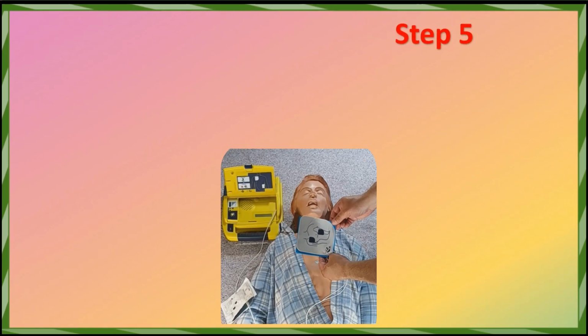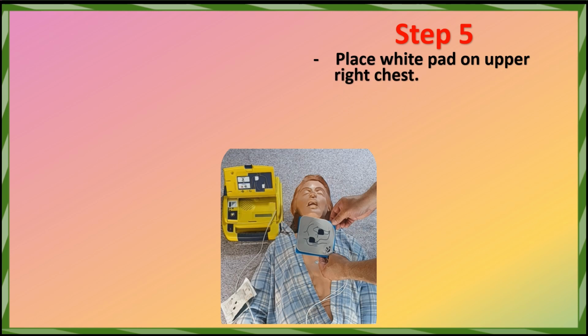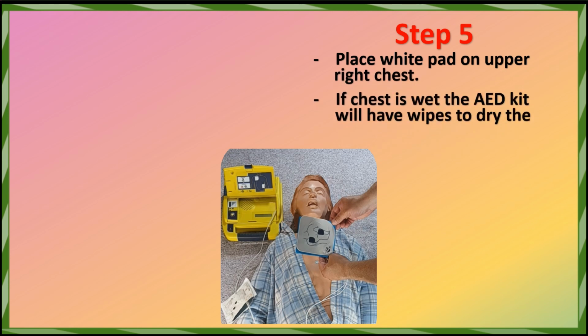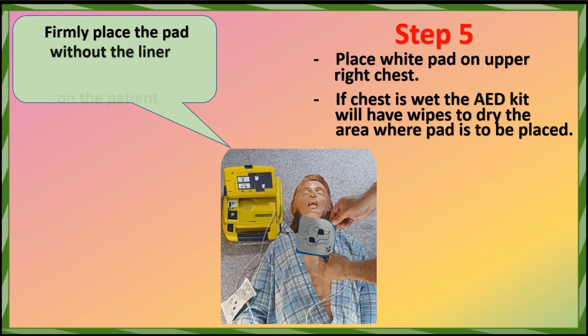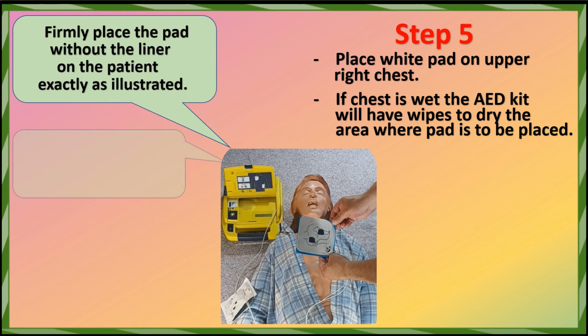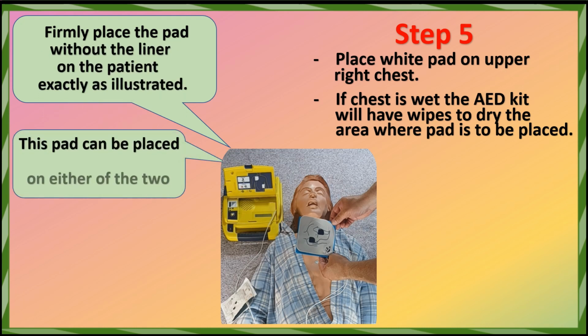Step 5. Place the white pad on the upper right chest. If the chest is wet, the AED kit will have wipes to dry the area where the pad is to be placed. Firmly place the pad without the liner on the patient exactly as illustrated. This pad can be placed on either of the 2 locations shown.